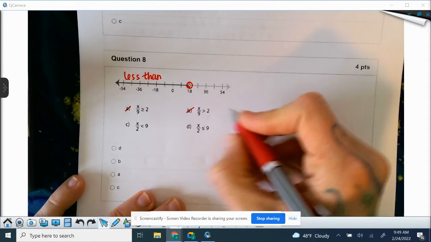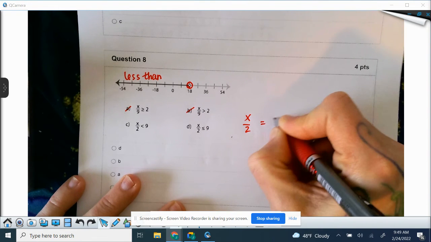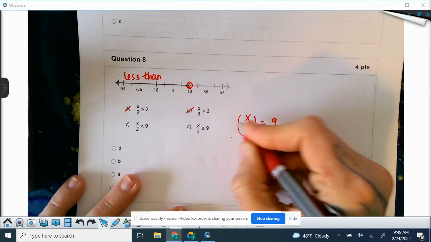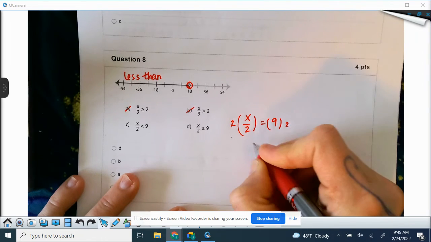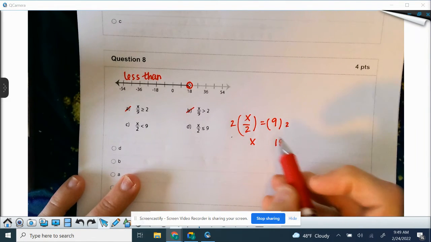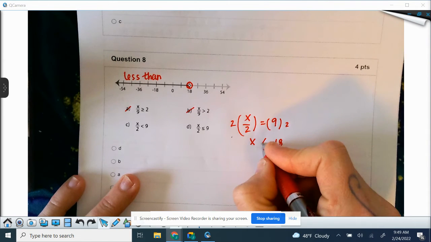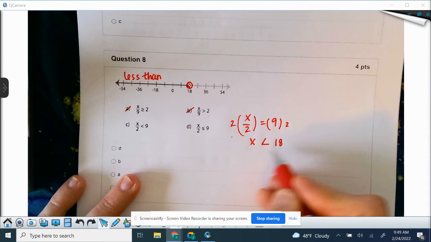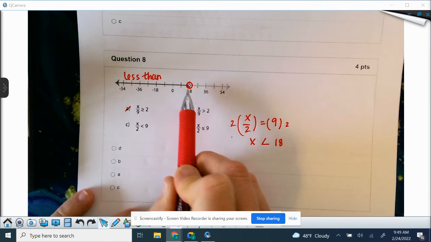That x over 2, if we were just to pretend like it's an equal to get the 2 off the bottom, remember you're going to multiply both sides by 2. So it's x and 18, which would be what we would solve for. And in this case, we said it's less than, so x is less than 18 would be the solution that they have graphed up here.